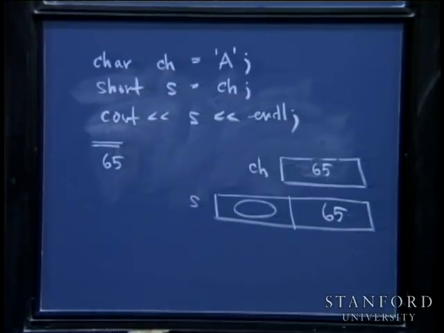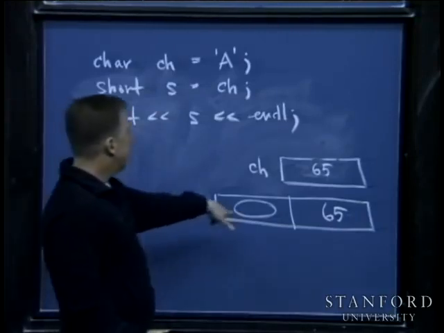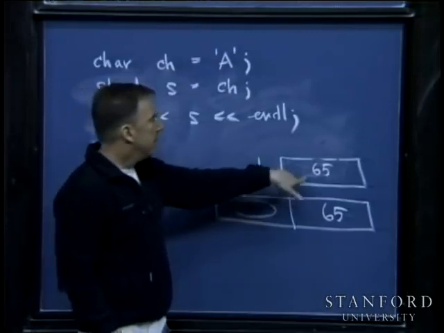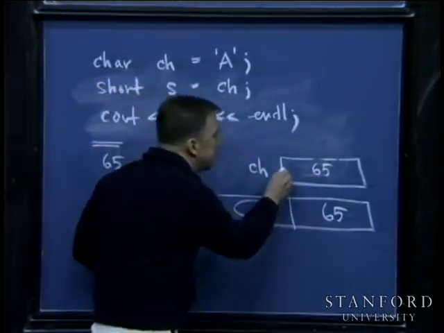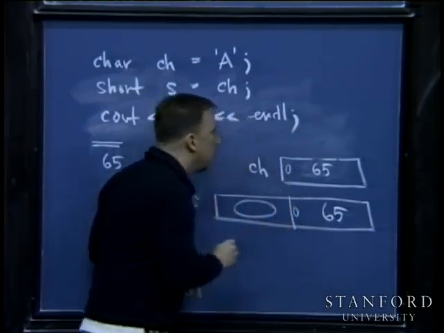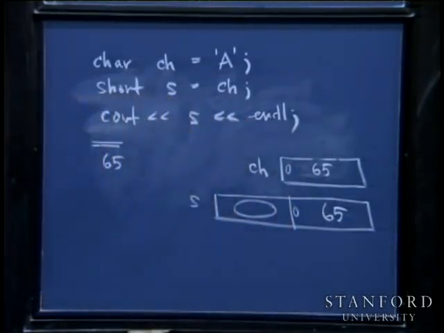Does that make sense? I simplified this a little bit. When I put a 65 down here and smear a 65 in there, I happen to know that the leftmost bit is a 0 there. It's a positive number, so that shouldn't surprise you. Okay? Does that make sense to people?